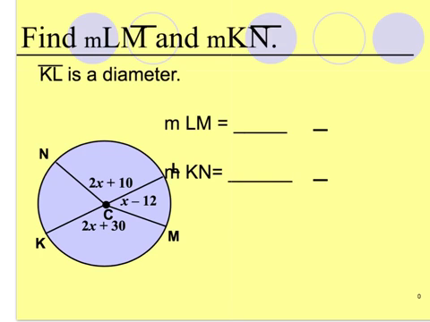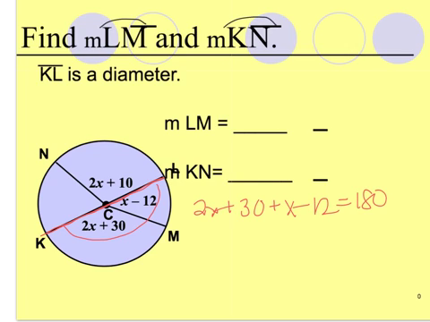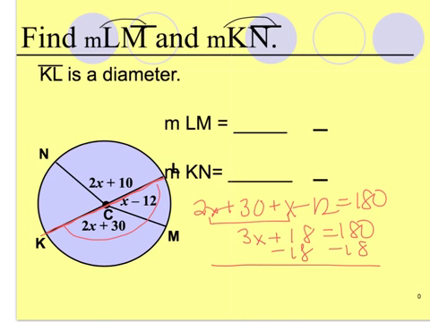Okay, so I have KL is the diameter, and we need to find arc LM as well as arc KN. So since we have diameter KL, I can see that the sum of these two angles here are equal to 180, so I'm going to write that out. And I'm going to solve for x. So x is equal to 54. I'm going to substitute in.